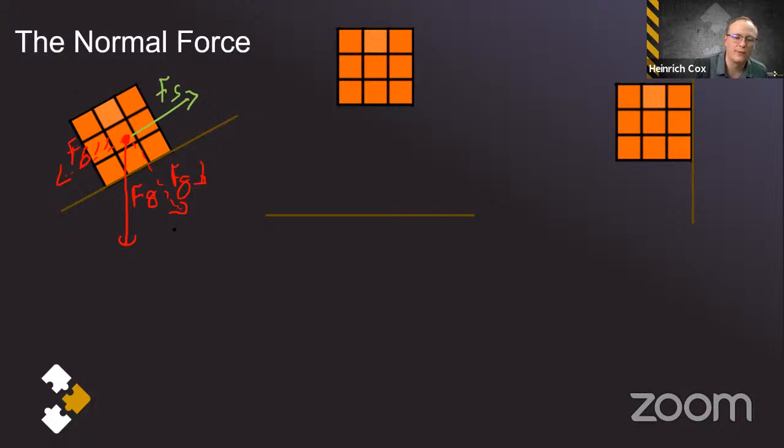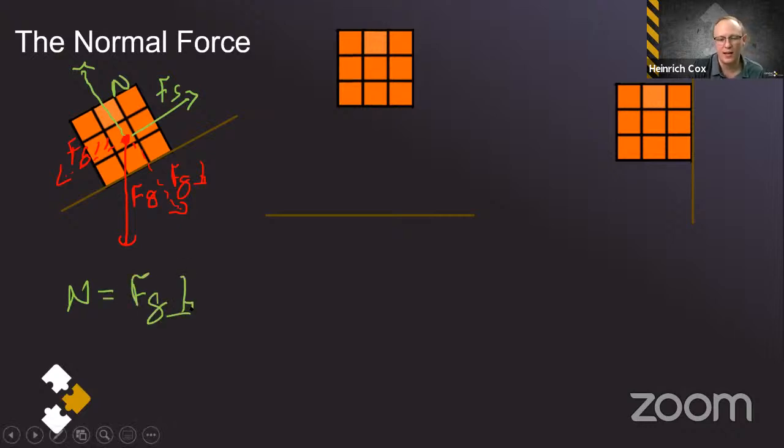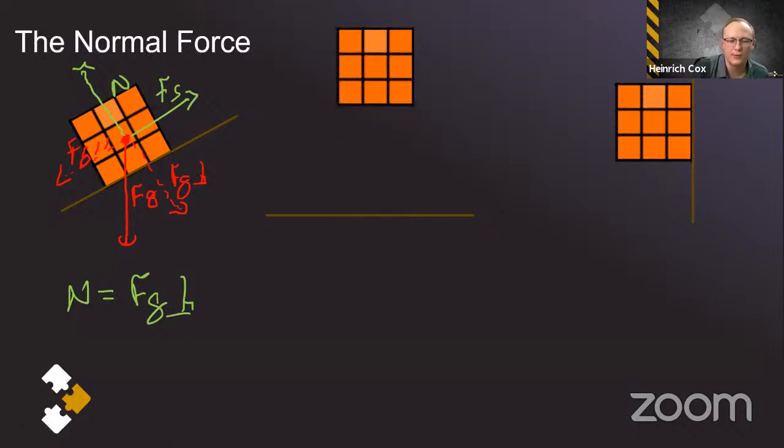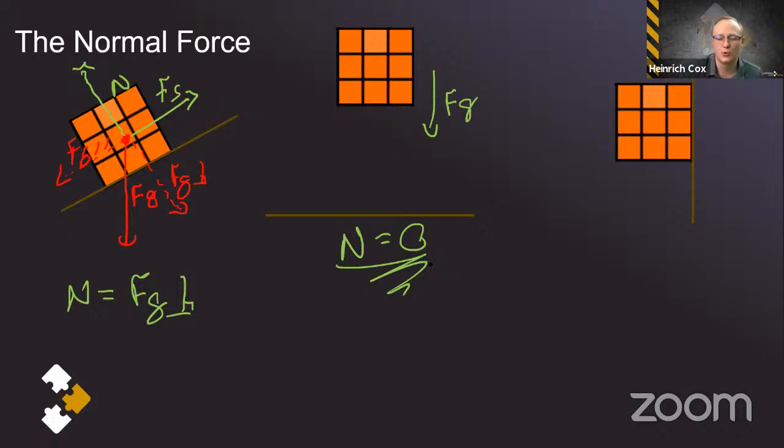But then the forces that are perpendicular to the surface have to be balanced. So in this instance, our normal force is going to be equal to Fg perpendicular. So here, N is equal to Fg perpendicular. Then something might be in free fall. If something is in free fall, the only force acting on it is gravity. And if it's not on a surface, then the surface can't exert a force on it. So the normal force isn't even always there. In this instance, the normal force would be 0.